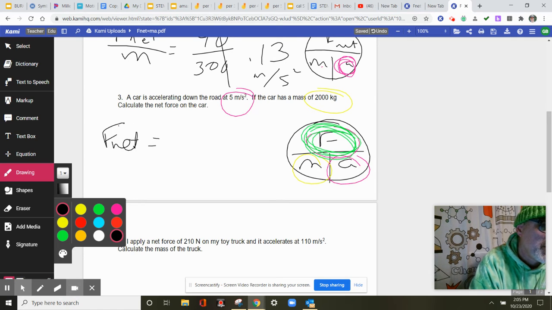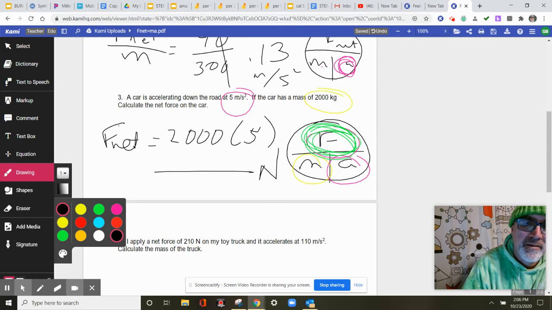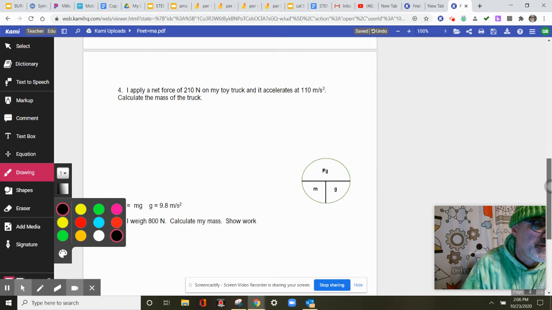Net equals, notice I always write net, not just force, is equal to 2,000 times 5. And I'll let you calculate the answer. Get out your calculator, multiply 2,000 by 5.